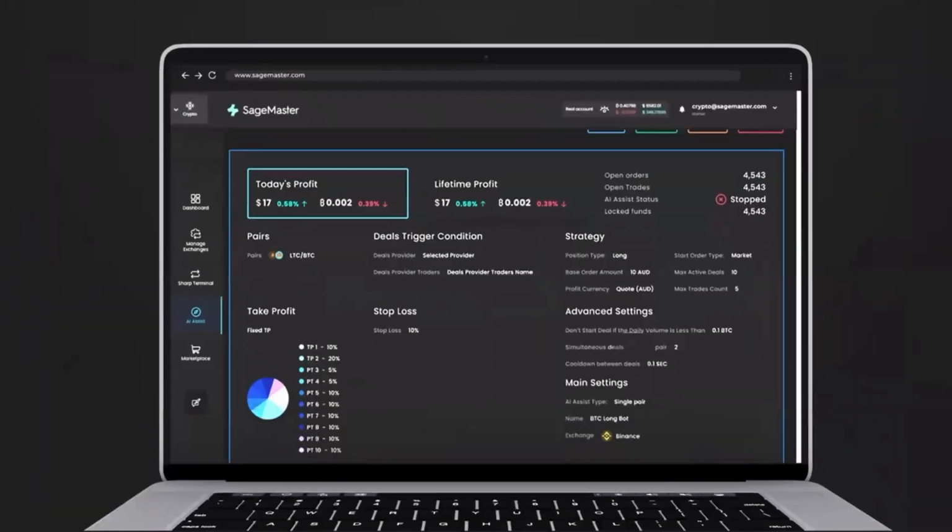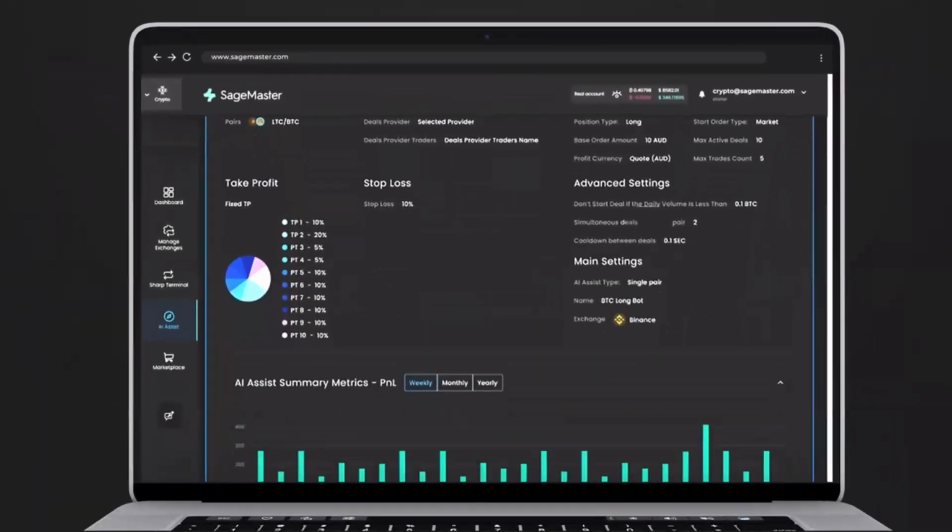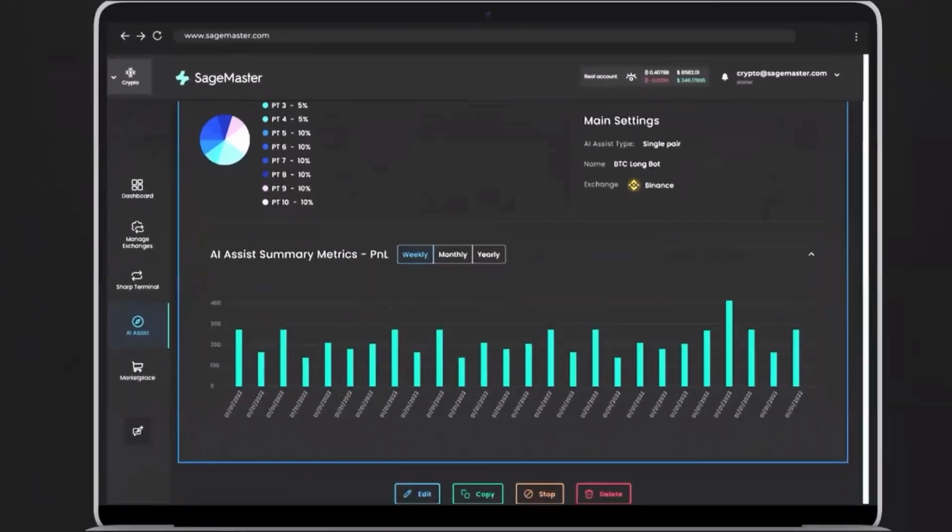As SageMaster becomes the world's largest platform for AI trading, it will redefine what's possible. Join today and reap what SageMaster sows.